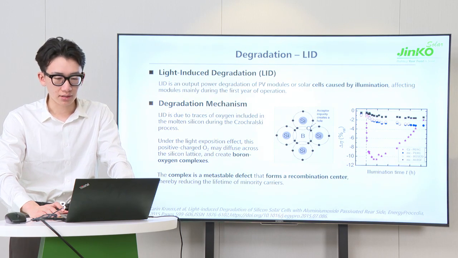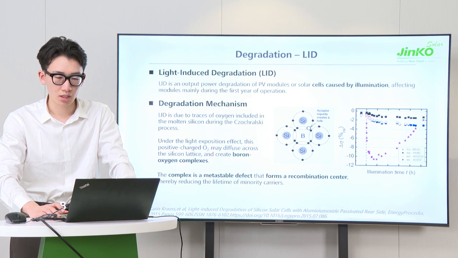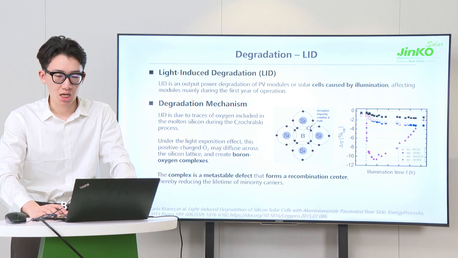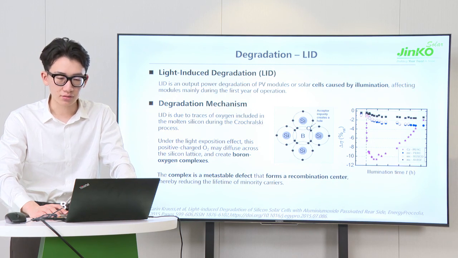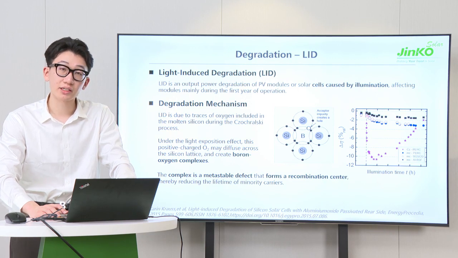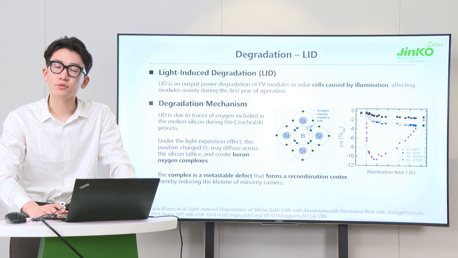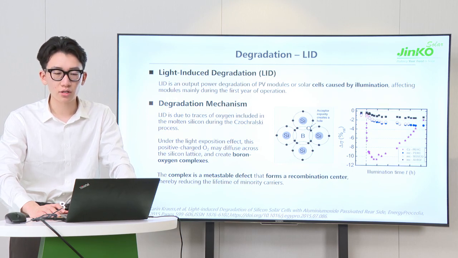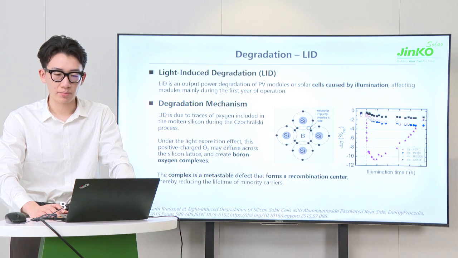Light-induced degradation is an output power degradation of PV modules or solar cells caused by illumination, affecting modules mainly during the first year of operation. The degradation mechanism of LID is due to traces of oxygen included in the silicon during the Czochralski process. Under illumination, this positively charged oxygen may diffuse across the silicon lattice. The boron-oxygen complexes create their own energy levels in the silicon lattice and can capture electrons and holes, which are lost to the PV effect.